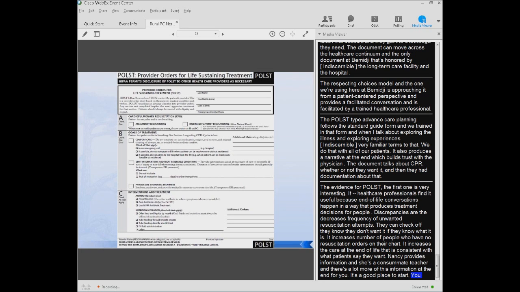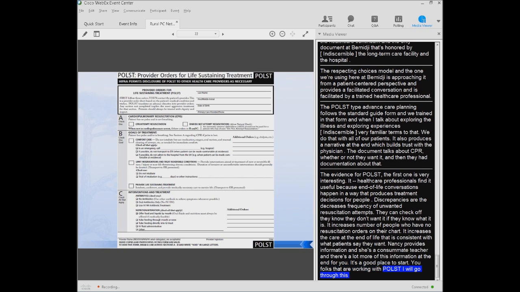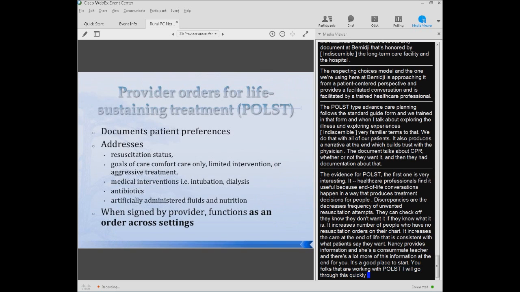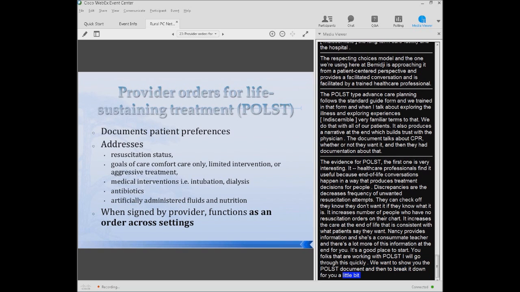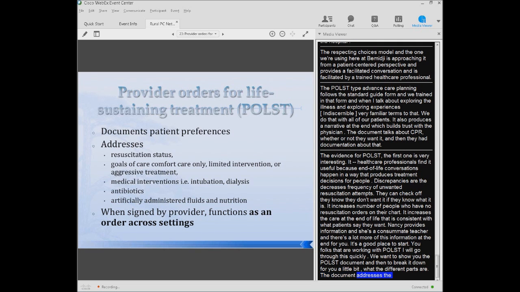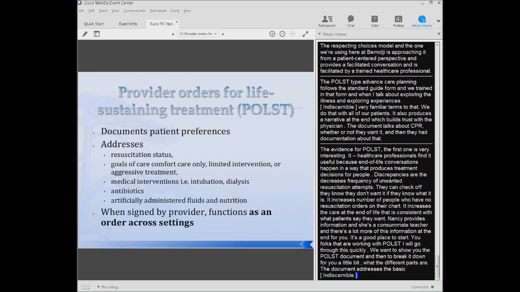It's just we wanted to show you the POLST document and break it down for you a little bit, what the parts are. Of course, the documentation preference addresses those basic ones, resuscitation, and the goals of care is really important because it sets the direction and the tone for what will come.